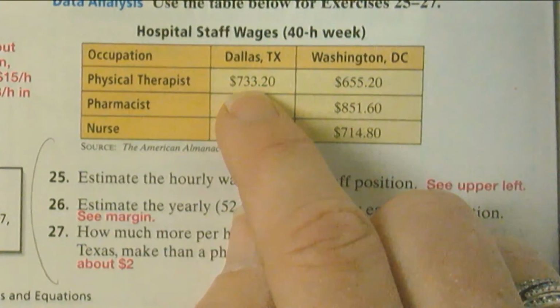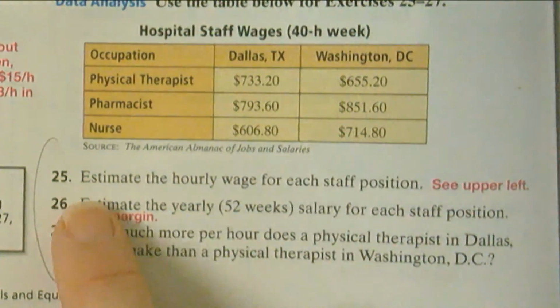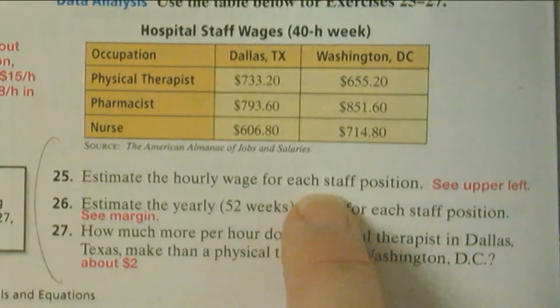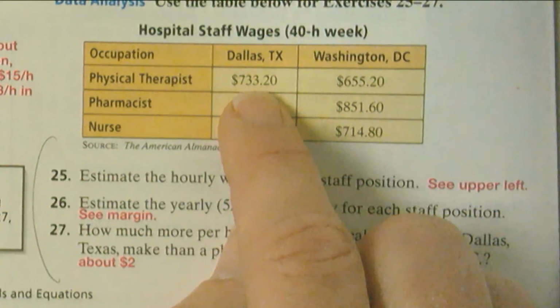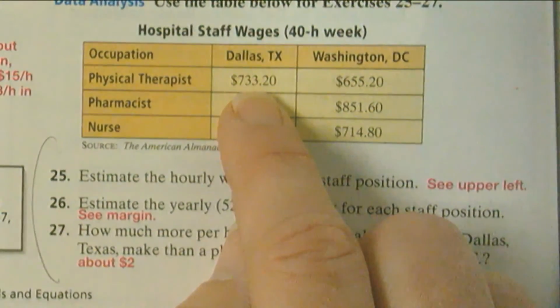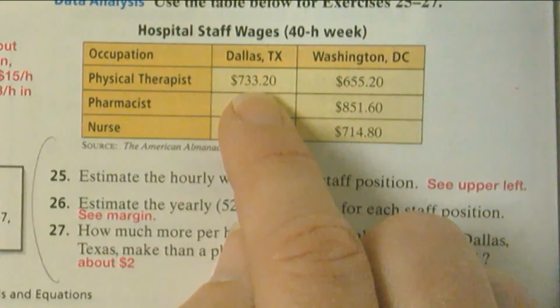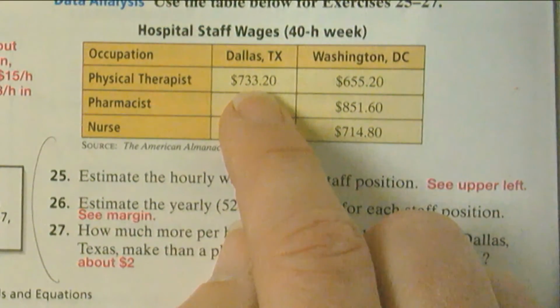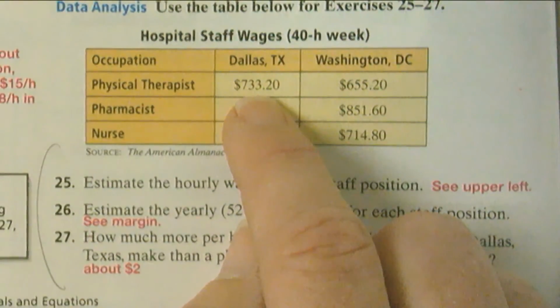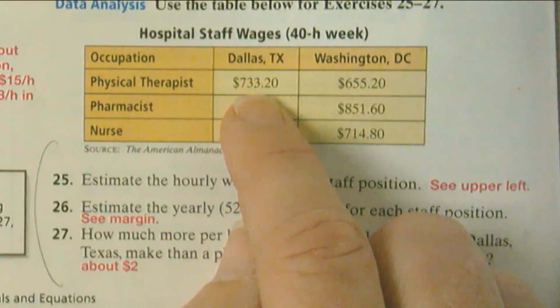Come on, anybody. Number 25 said, estimate the hourly wage for each staff position. So what would you estimate $733.20 to, Jack? Well, right now I don't know what I'm doing with it. So right now, put your hand down, please.